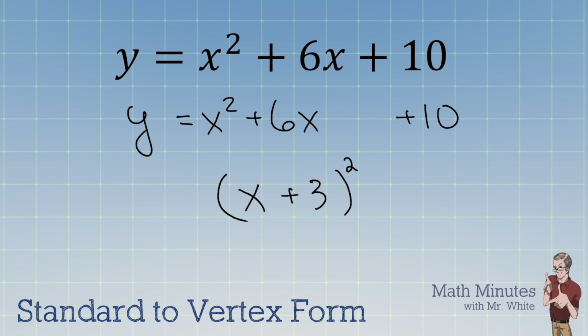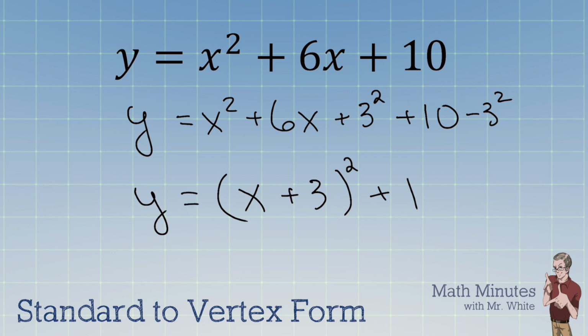Now, by creating that square, we have, in essence, put a 3 squared right here, right? That's 9. So how do we counteract that? We balance it out with a negative 9 or a negative 3 squared. So we have 10 minus 9 is 1. It's simple as that. That's how you convert from standard form to vertex form.